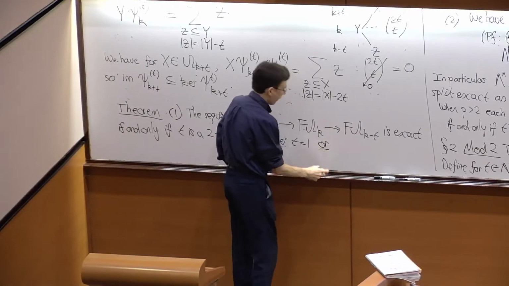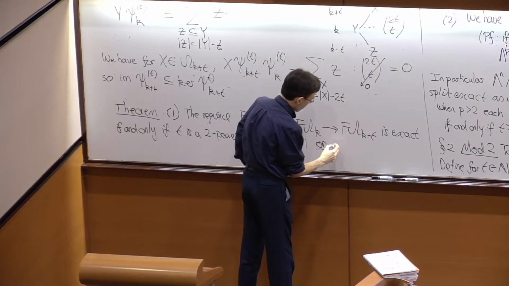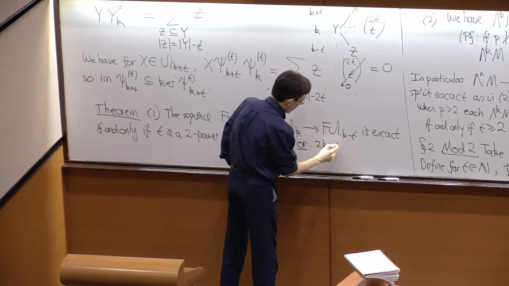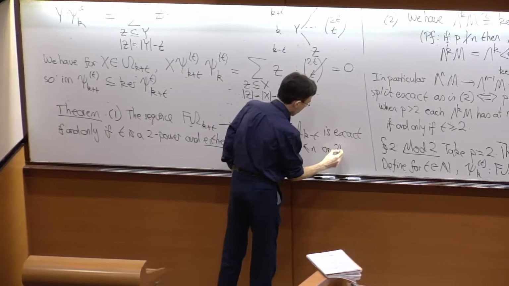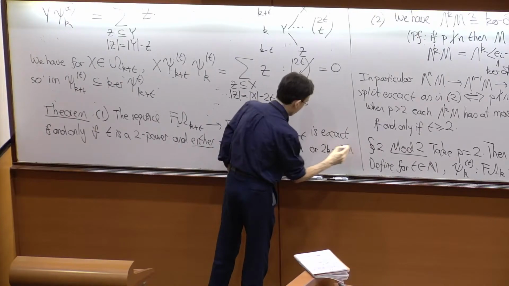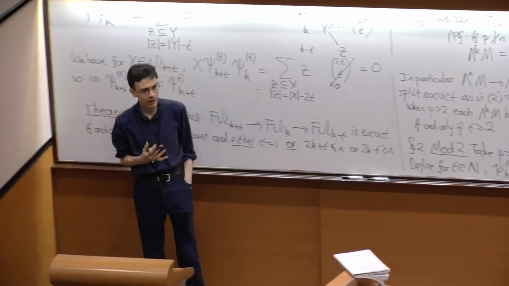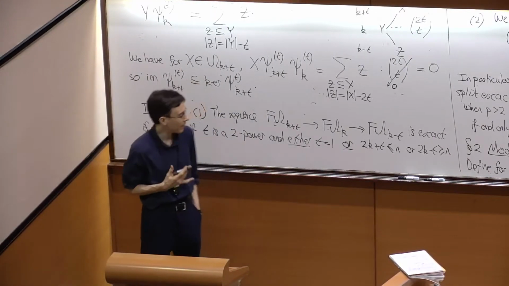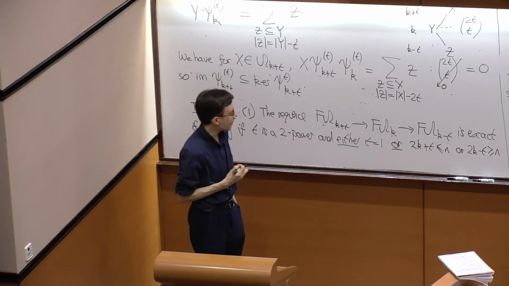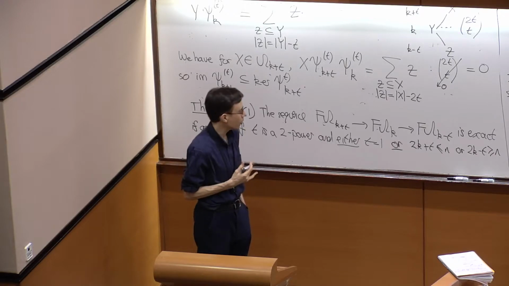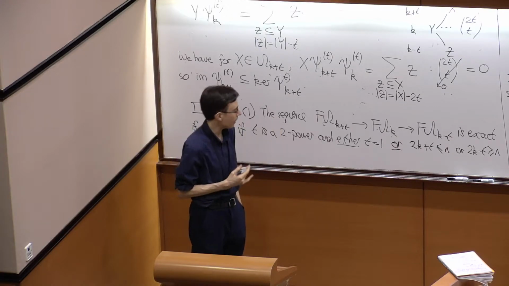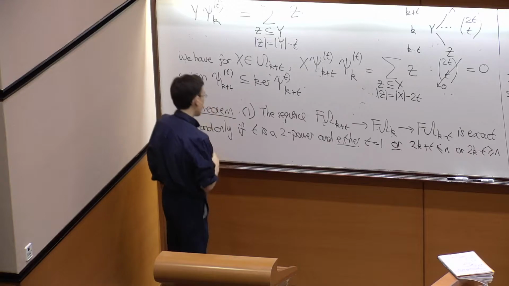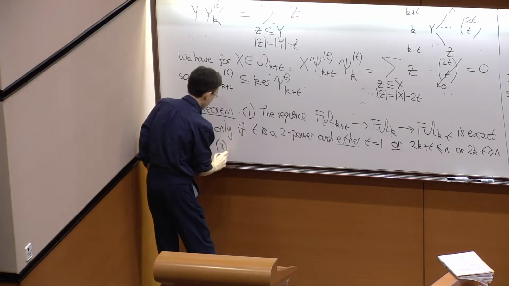Or this condition that 2k plus t should be less than n, or 2k minus t should be more than n. So there's going to be a range of n in the middle where it fails to be exact. But if n is large compared to k, or if k is very large compared to n, while still fitting into my setup, then it will be exact. And when is it split exact?